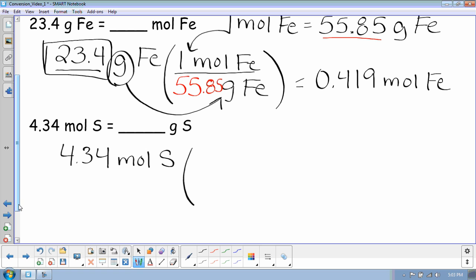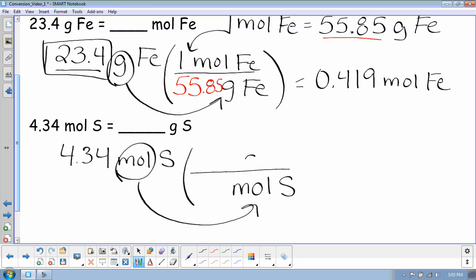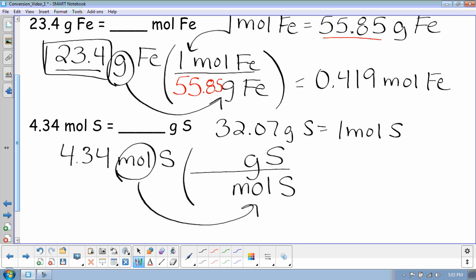I'm going to make our parentheses and go ahead and put our mole of sulfur down here on the bottom, the denominator, to cancel. So mole of sulfur, and I'm going to put grams of sulfur up here. When I look at the periodic table, it says 32.07 grams of sulfur is equal to 1 mole of sulfur. So I'm going to go ahead and put 1 in front of the mole and 32.07 grams in front of the gram unit.